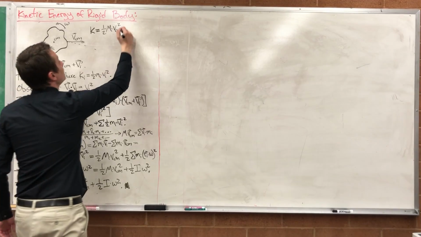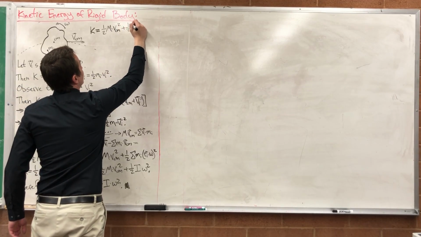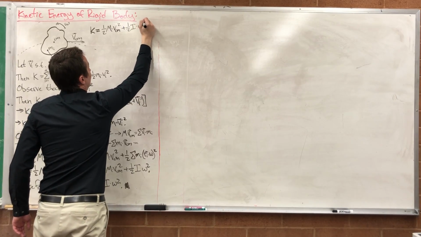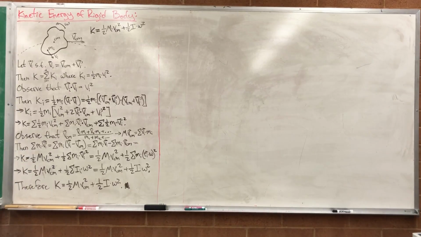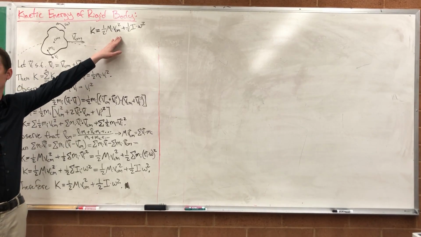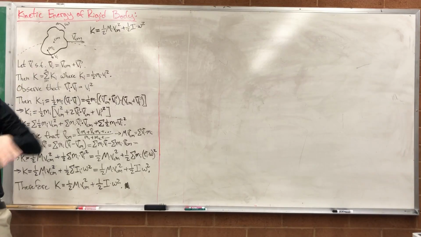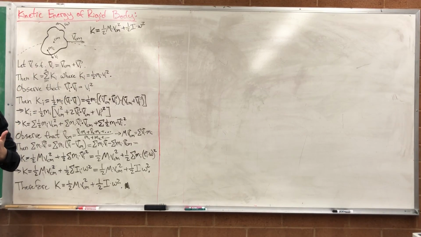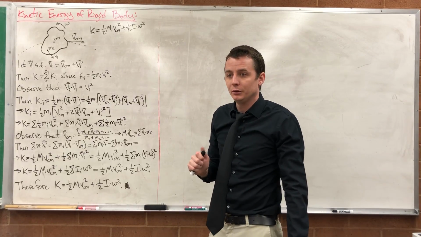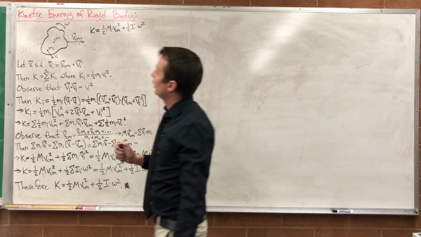Plus 1/2 its moment of inertia, whatever that is, times omega squared, for the fact that it's rotating. That is what your intuition should say. That is what we hope the kinetic energy of the system is. Intuitively, here's the result we expect, and we're going to prove that the result we expect is the correct result. You with me? Okay, so let's follow through on this.